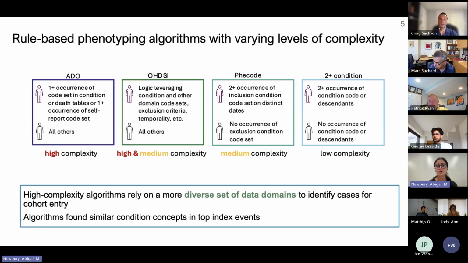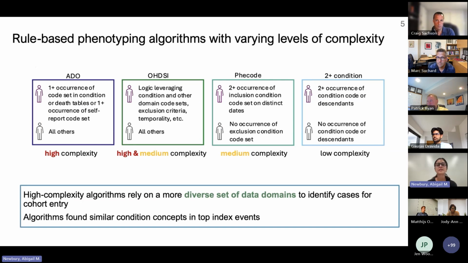These look at 2 or more occurrences of a condition code on distinct dates. And so we determine these to be medium complexity. And then we have our low complexity algorithms, which is just 2 or more occurrences of a condition code or any descendants. And so what we find if we run cohort diagnostics on these algorithms is that high complexity algorithms rely on a more diverse set of data domains to identify cases for cohort entry, but algorithms for the same disease often find similar condition concepts in the CHOP index events.